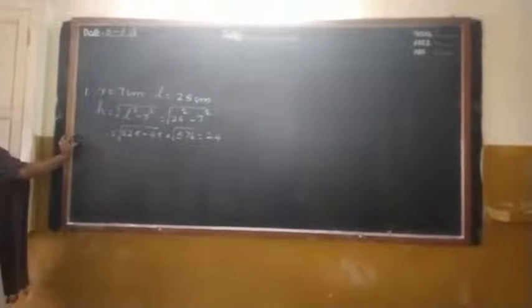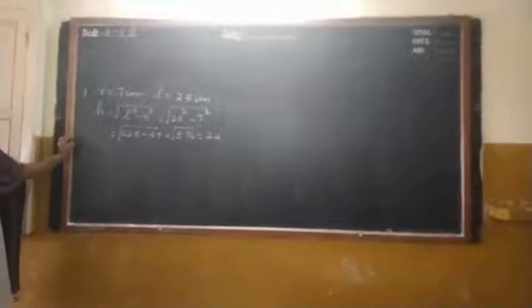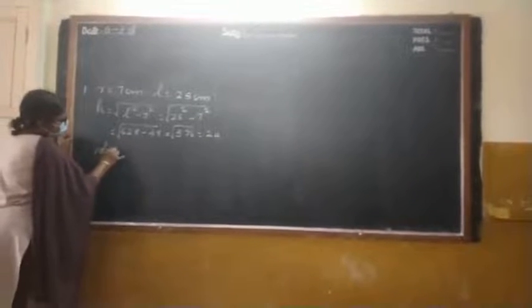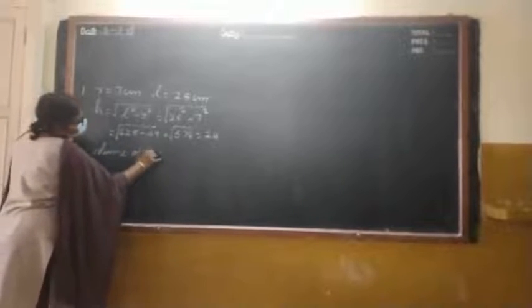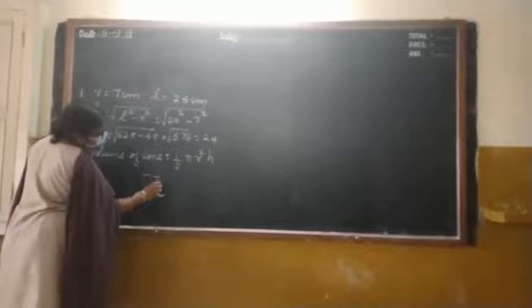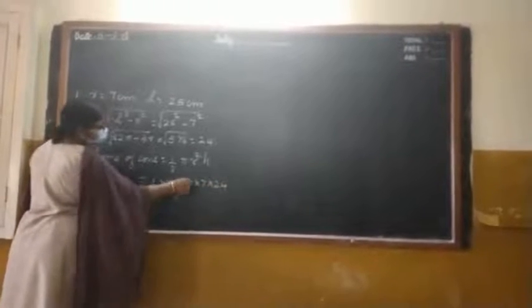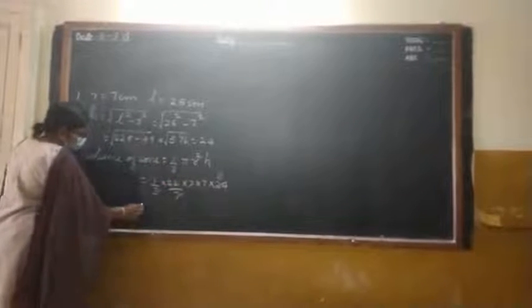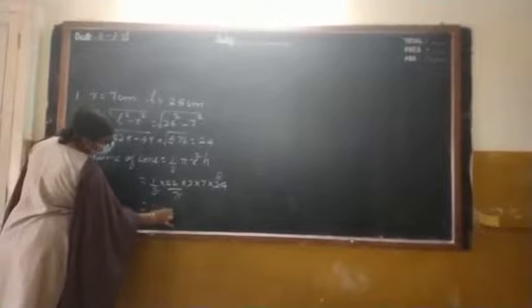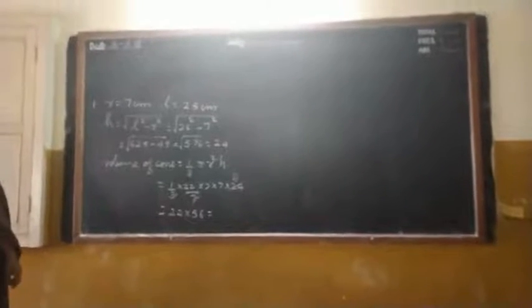Now what you are asked to find out? Volume of that cone. Okay. So volume of cone is equal to 1 by 3 pi r square h. So it will be 1 by 3, 22 by 7 into 7 into 7 into 24. One 7 you can cancel. 3 you can cancel with this. 22 into 56.